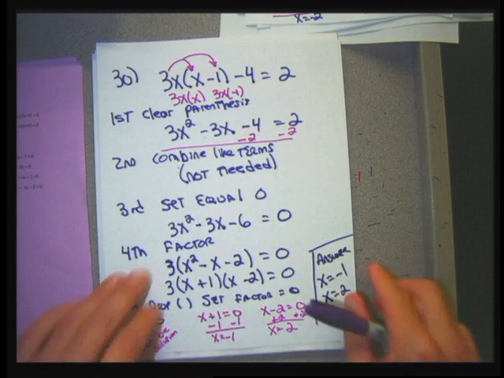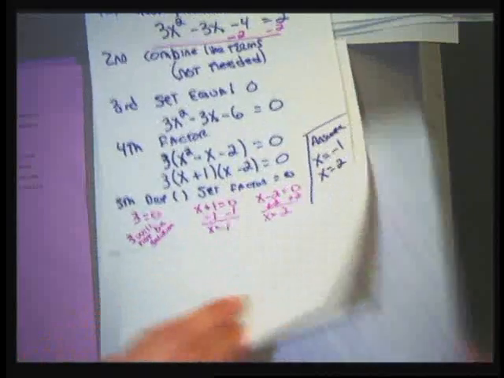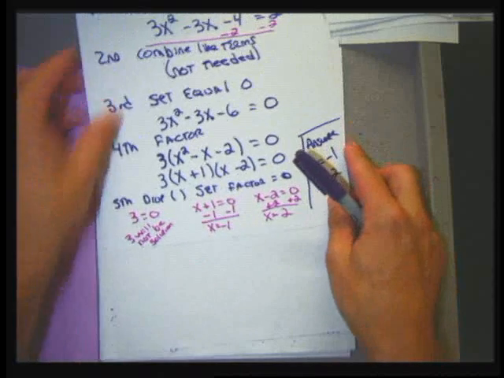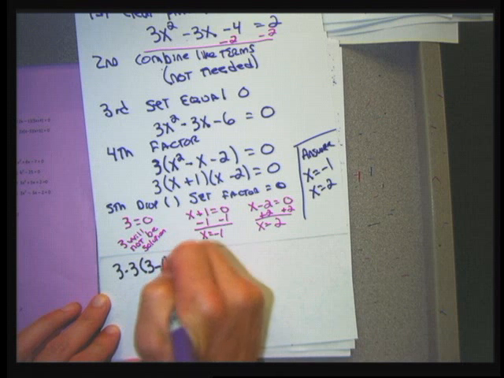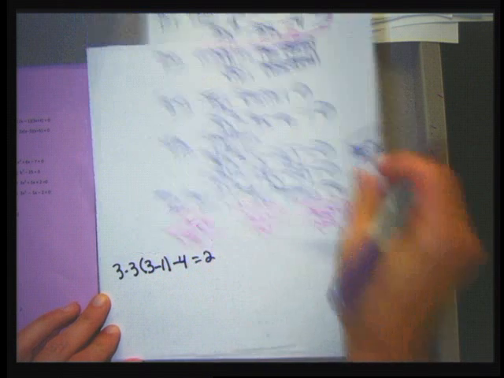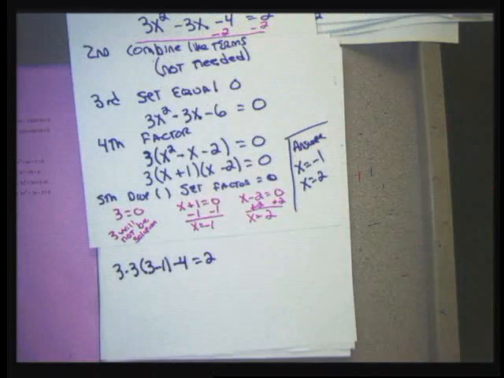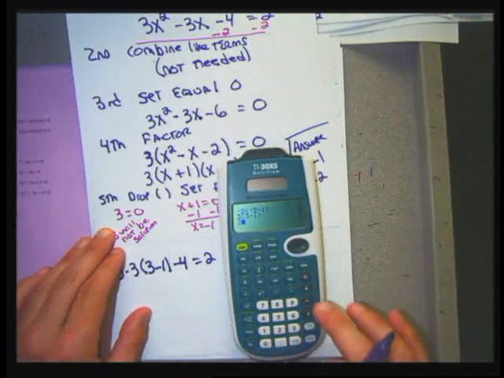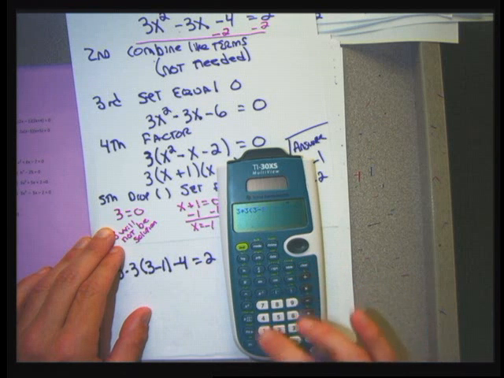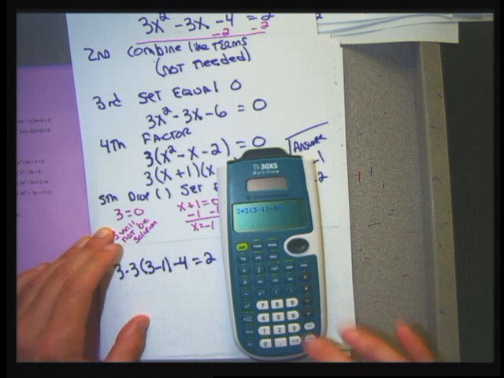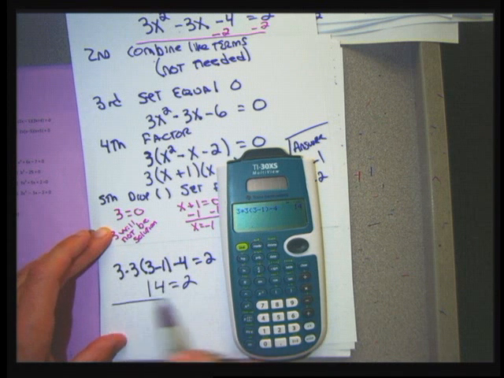I have to steal this page away. Let me just try to do it like this. So for checking, to show you that the 3 doesn't work, I'm going to plug the 3 in for x in the original problem. I'll go 3 times 3 times 3 minus 1 minus 4 equals 2. That's just plugging 3 in for the x's into the original problem. And when I do this, on my calculator, I can go 3 times 3 parentheses 3 minus 1 minus 4, and this gives me 14 equals 2. That's not a valid solution. That's why I said it won't be a solution.